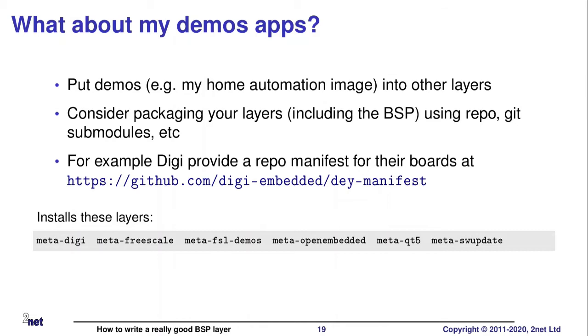I'd like a little bit of feedback on this later on, but probably the most common way to do this is to use the Android repo tool. Repo is fairly simple to build, configure and use. You just run repo, point it at the appropriate manifest file, and then do a repo sync. It downloads all the stuff, bump, you've got what you need. As a demonstration of this, this is a board from a company called Digi, who do a whole bunch of dev boards, and they do exactly this. This is the manifest. When I've done the repo sync, I end up with meta-digi, meta-freescale, fsl-demos, and a few other things here: meta-software-update, not Mender, I'm afraid, Qt5, and so on.